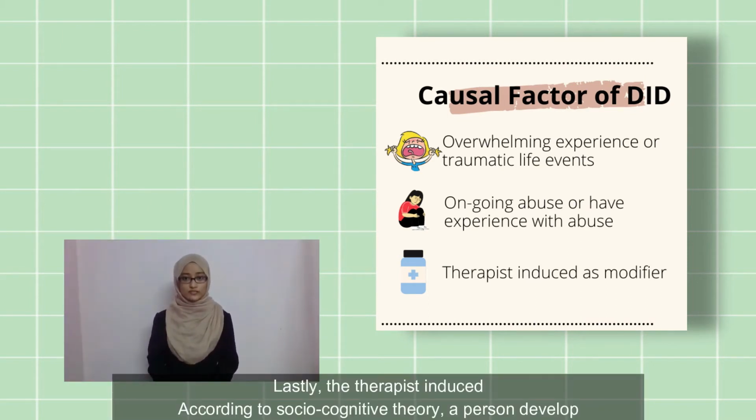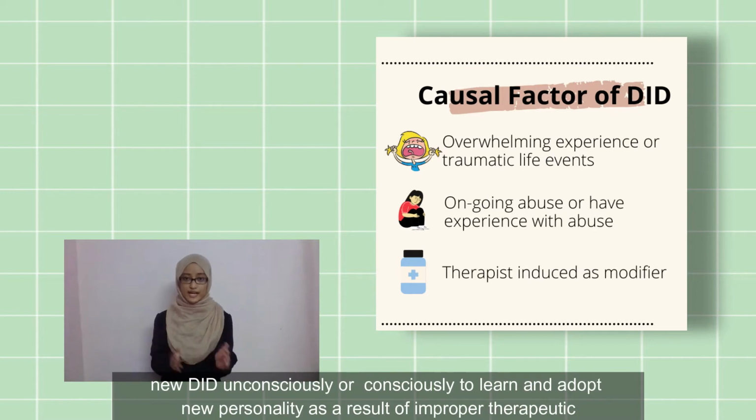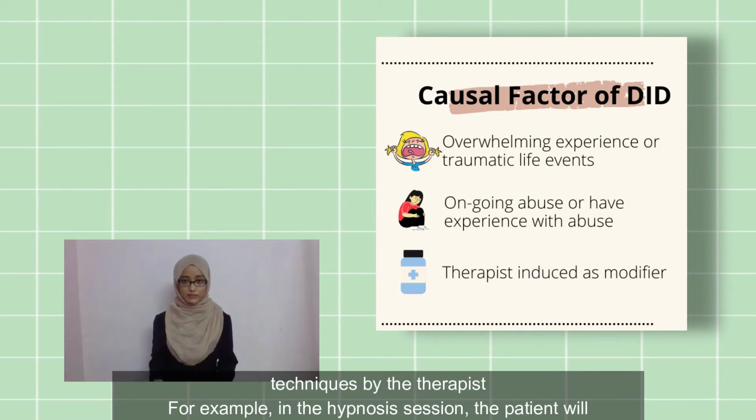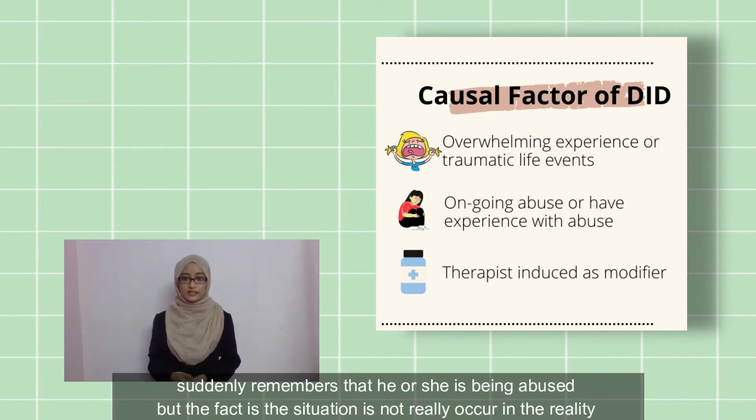According to socio-cognitive theory, a person develops a new identity unconsciously or consciously, to learn and adopt a new personality as a result of improper therapeutic technique by the therapist. For example, in a hypnosis session, the patient will suddenly remember that he or she was abused, but the fact is the situation did not really occur in reality.